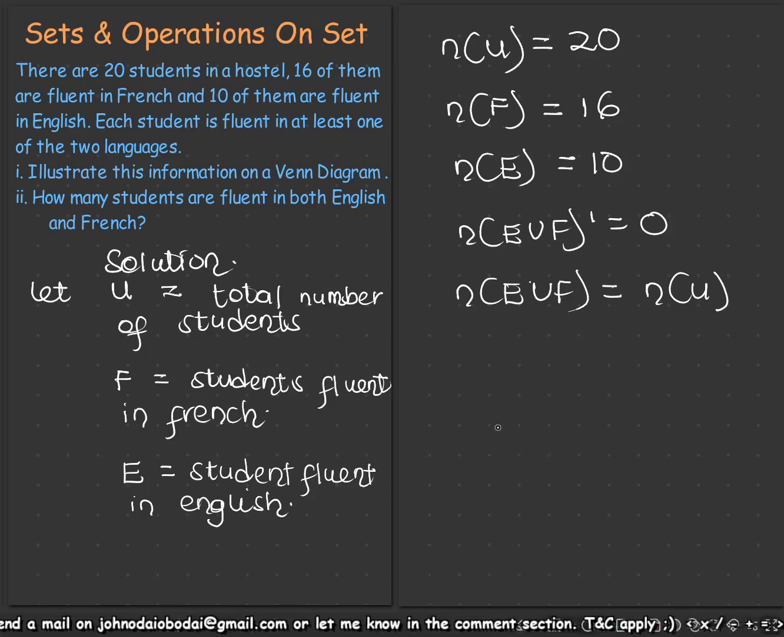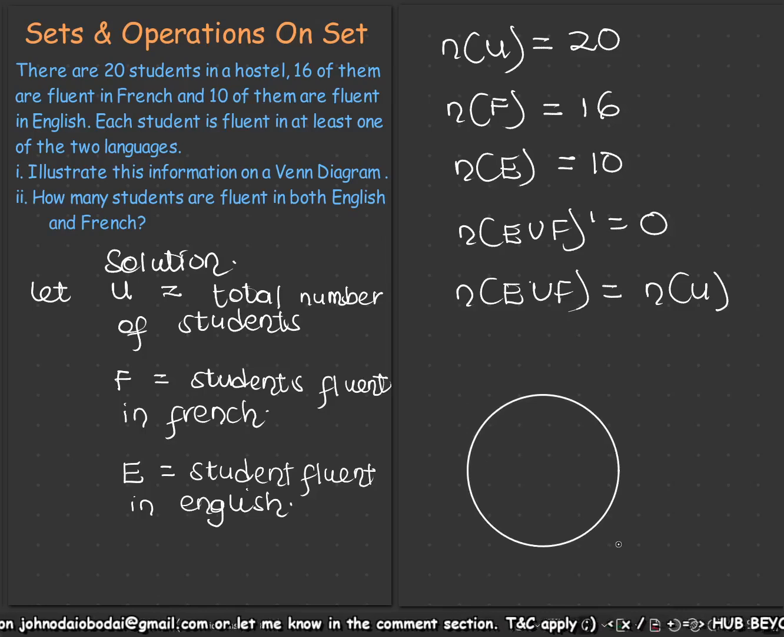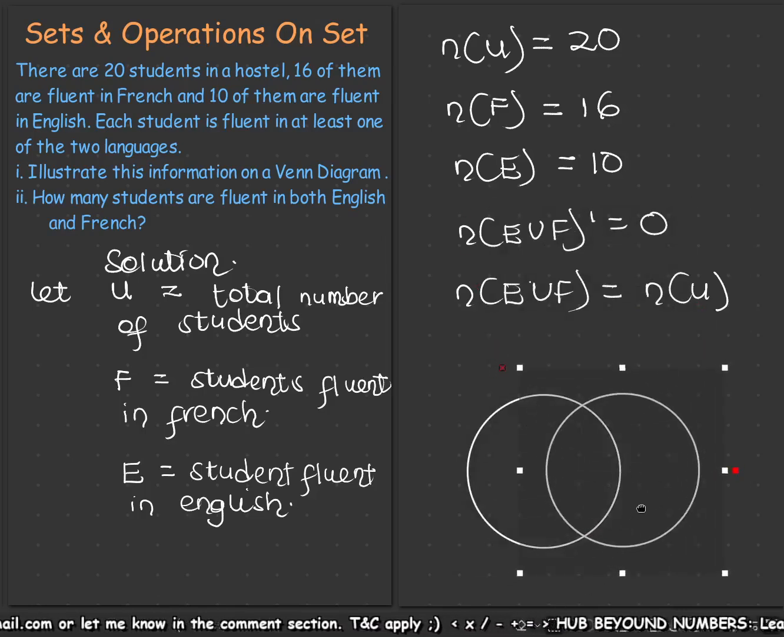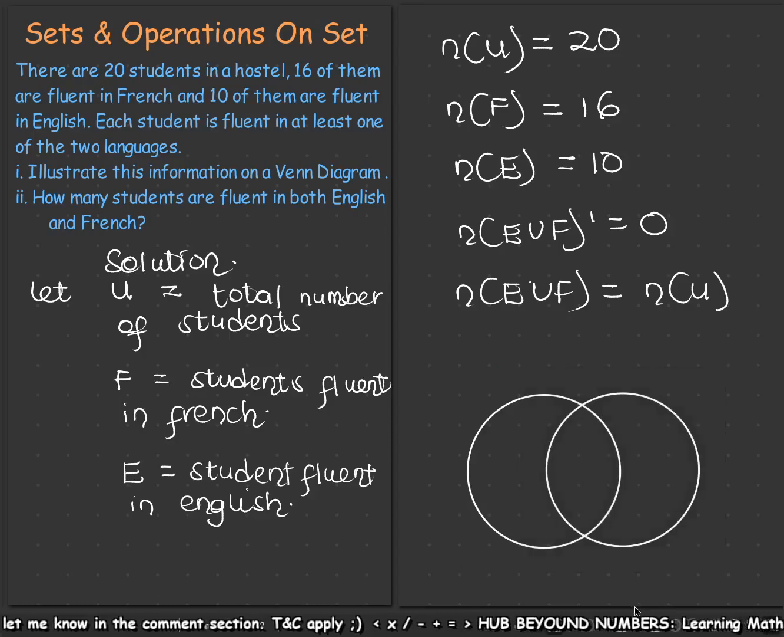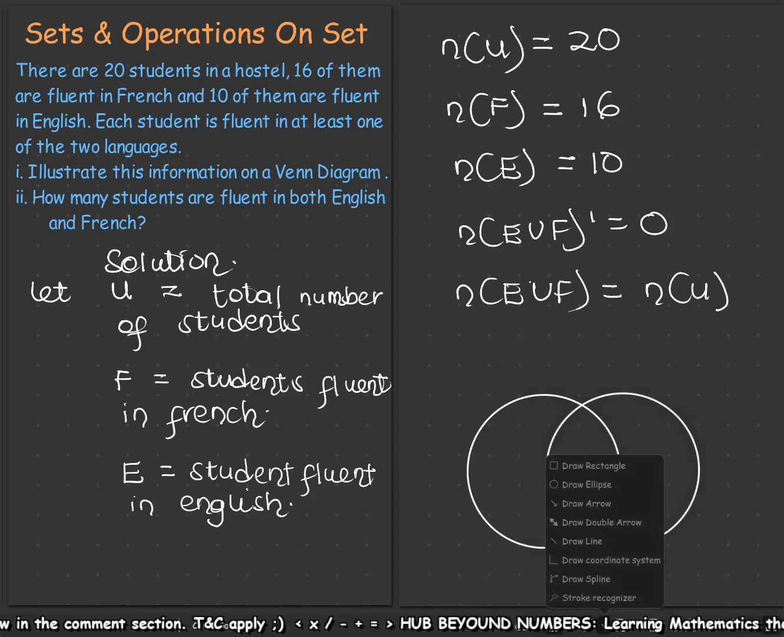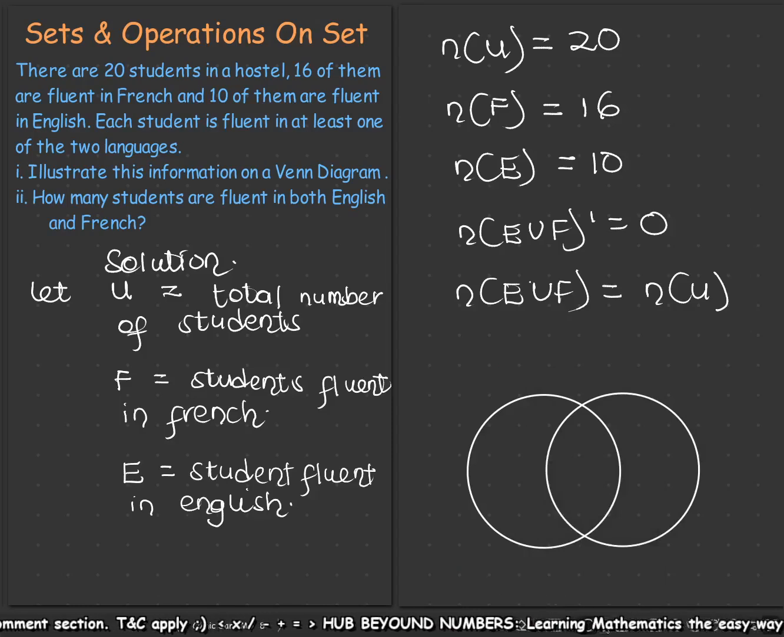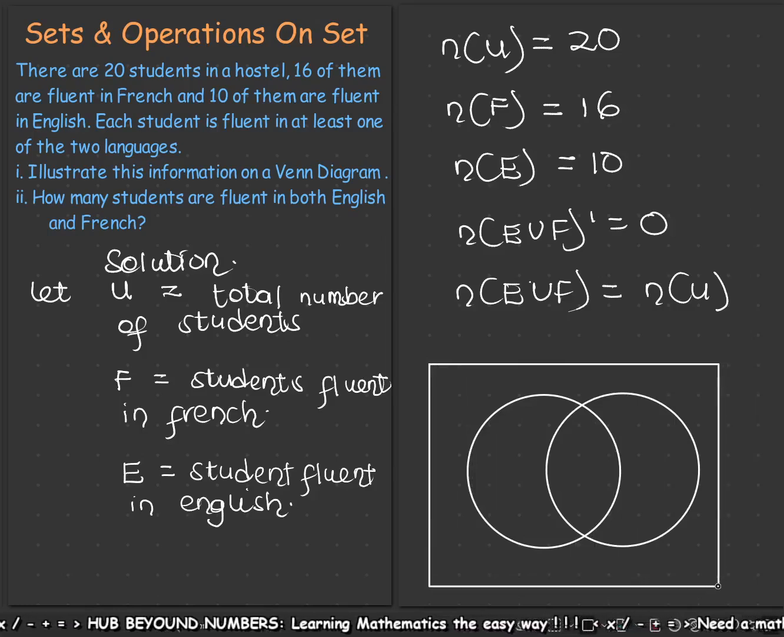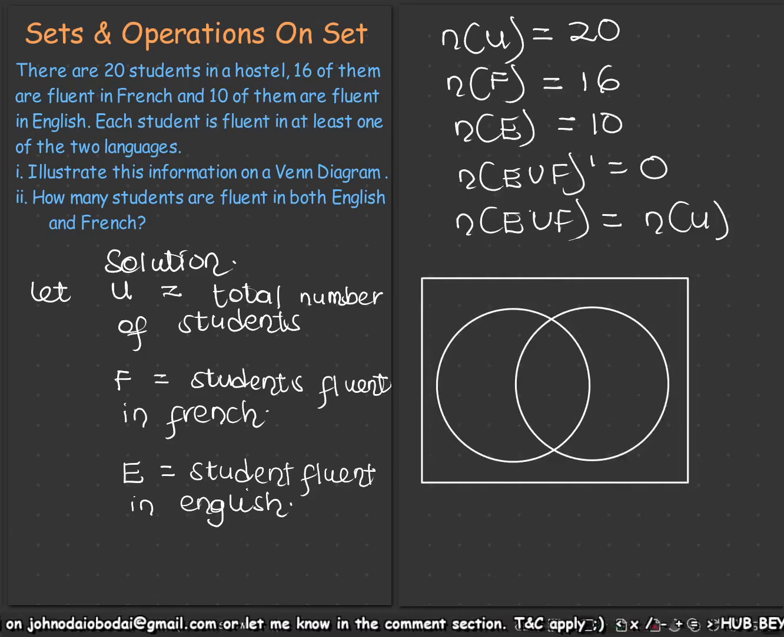With the Venn diagram, we are going to need two circles. So I'm going to get my two circles, one for English and the other for French. And then my square or rectangle, which is going to represent my universal set. So this is mine over here. You can also take your time to draw yours.